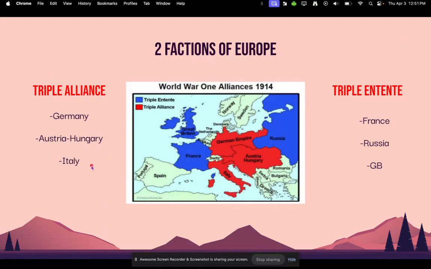So here are two sides for now of the alliance between all these European countries. So on the Triple Alliance, we have Germany, Austria Hungary, and Italy. So all the countries in red. The Triple Entente is France, Russia, and Great Britain.